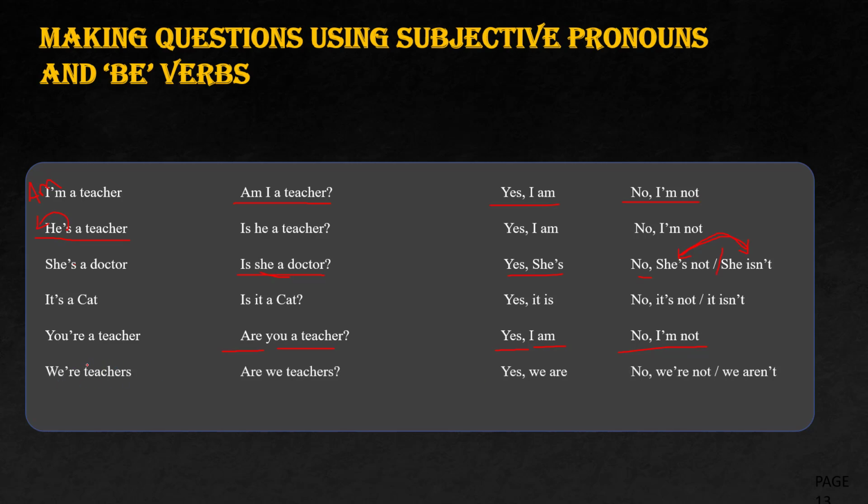Now, when it comes to plural form, we add s. It becomes, we are teachers. The question should be, are we teachers? If yes, yes we are. If not, no, we are not. Or else, no, we aren't. Okay? Next one, they are teachers. Are they teachers?